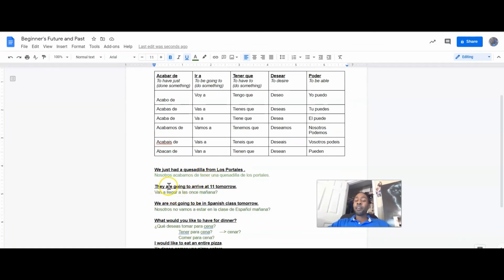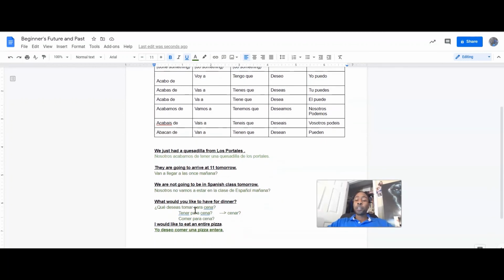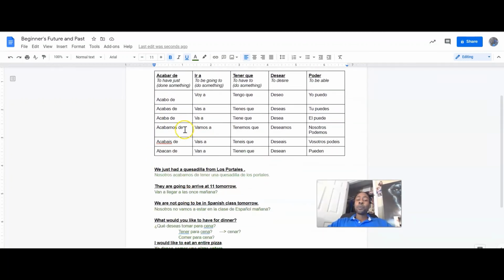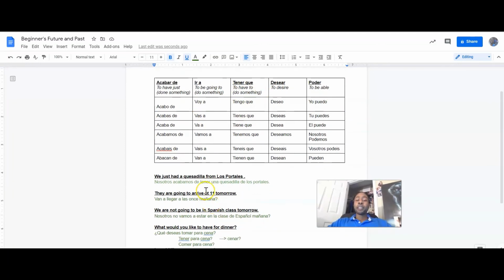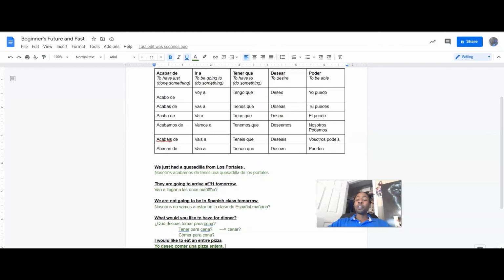Van a llegar, they are, but it's to arrive. They're going to, but it's to arrive. Llegar. No vamos a estar. A lot of students, as they try this, and when I'm correcting sentences here, a lot of people want acabamos de tenemos, van a llegan, nosotros no vamos a estamos, and that would say we are not going to, we are. And that's not what we want to say here. So we want to be really careful to be sure that we conjugate just one of these verbs in situations like this and not the preceding action that you're trying to use in the future or past.